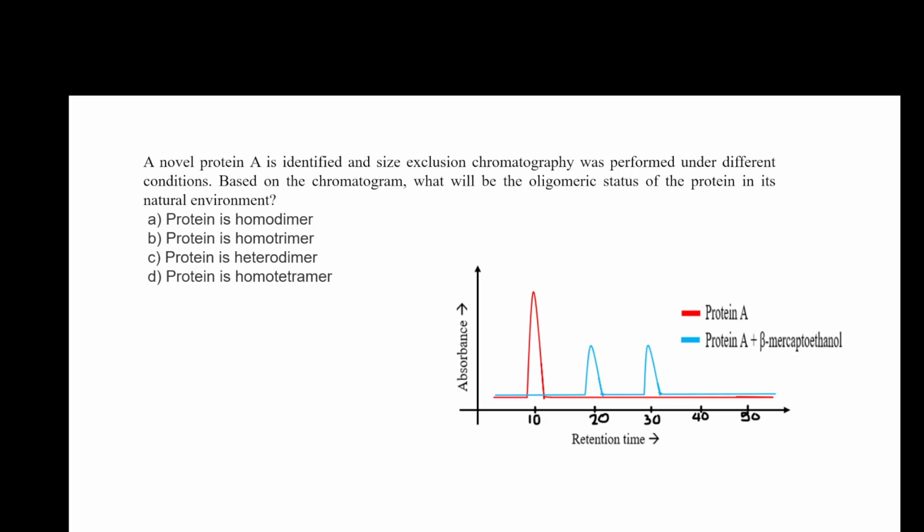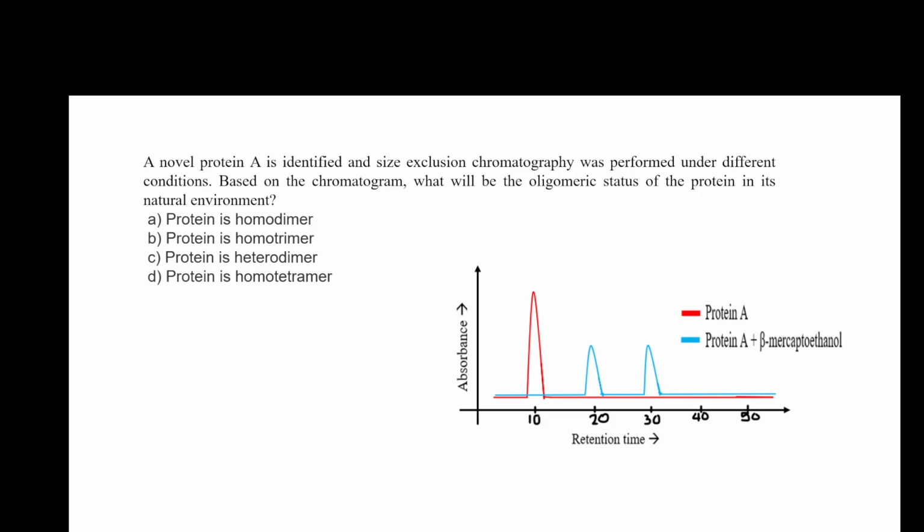Okay, this is another question from size exclusion chromatography. Size exclusion chromatography is performed under different conditions based on the chromatogram. What will be the oligomeric status of the protein in its natural environment? As I have already mentioned, when you perform size exclusion chromatography, the proteins of bigger size will elute out first, followed by the protein of the smaller size.